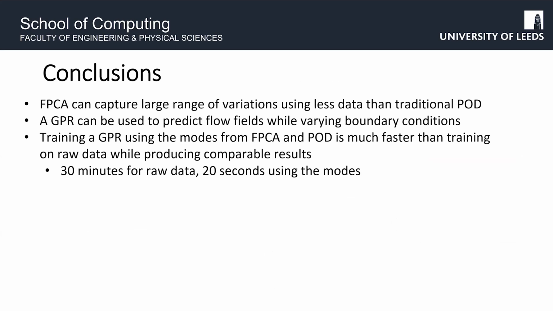And the conclusions: FPCA can capture large variations using less data than POD. GPR can predict the flow fields without any reduced order modeling. But something to note is that on the simple laptop that I use, doing it with just the raw data and all the samples takes around 40 minutes. Whereas if I'm doing it using either POD or FPCA, it takes around 30 seconds. So it's significantly faster.